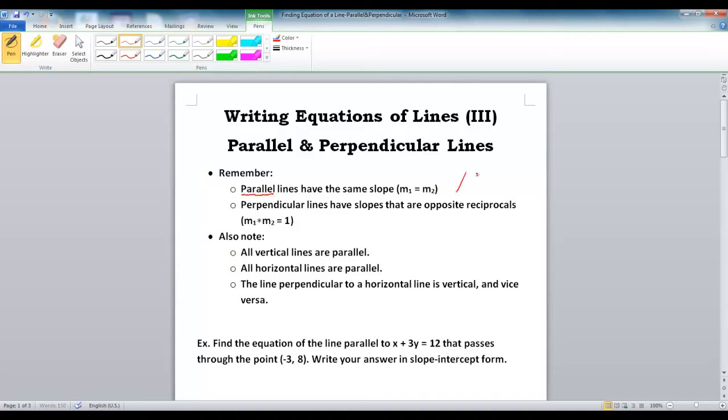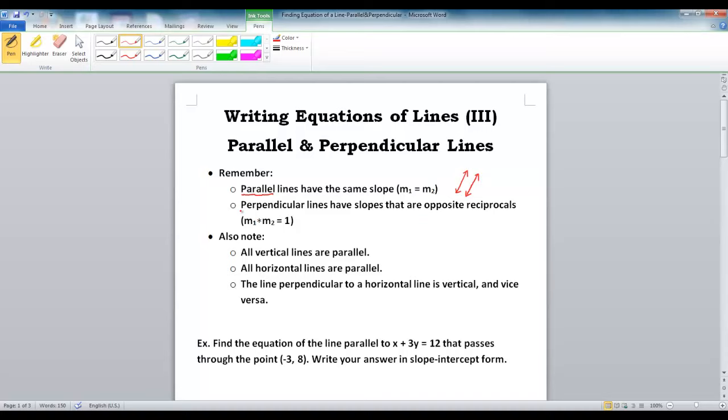And I'll try to draw two perfectly parallel lines here so that you can see they have the same steepness and they have the same direction. So if this line has a slope of 3, that means this line has a slope of 3 also.